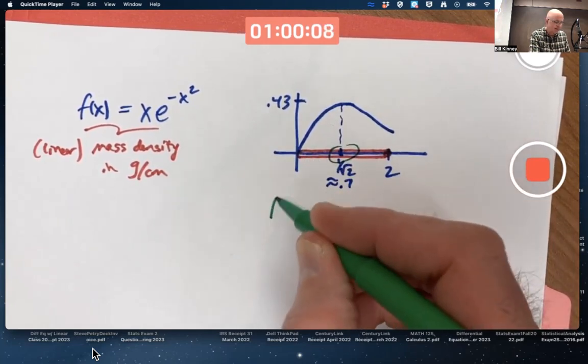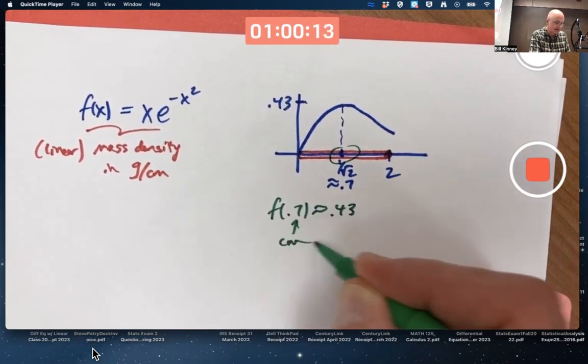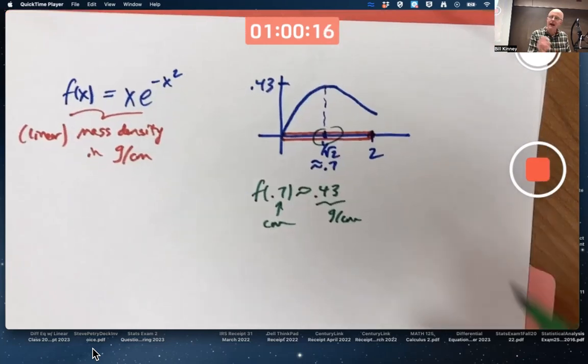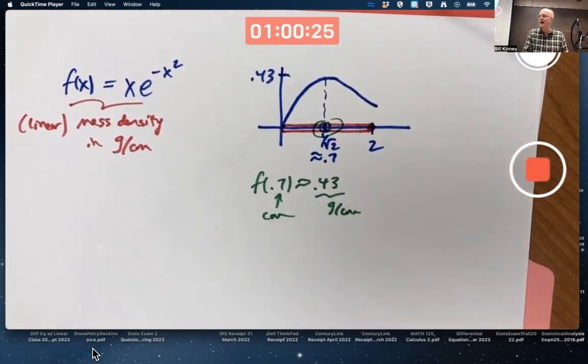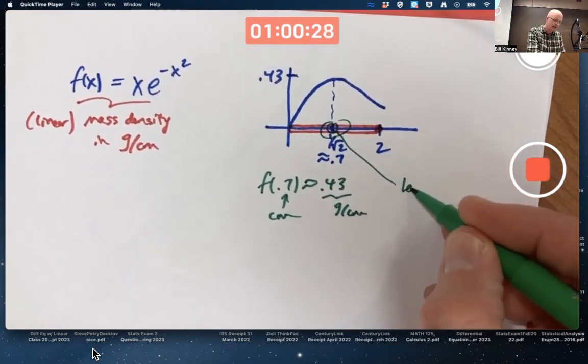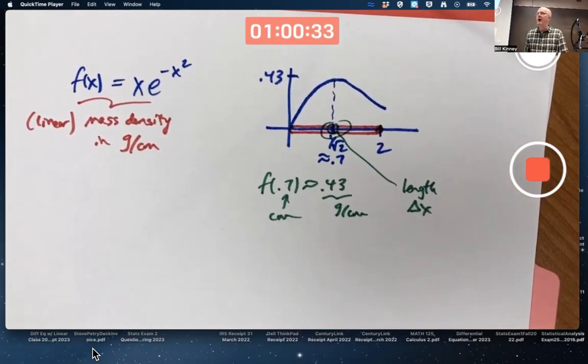And since the density at 0.7 in location, that's in centimeters, is 0.43 grams per centimeter, that means if you get a scissors out or a wire cutter and cut off a tiny little chunk of that thin rod of length delta x near that point, you can approximate the mass of that thing without actually weighing it. Ignore the fact that mass and weight are different. Okay, you can approximate the mass of that without actually putting it on a scale and weighing it.